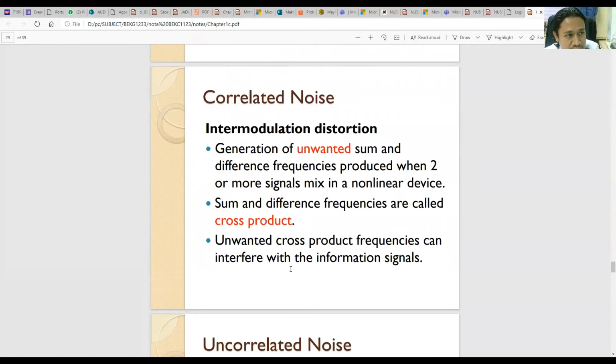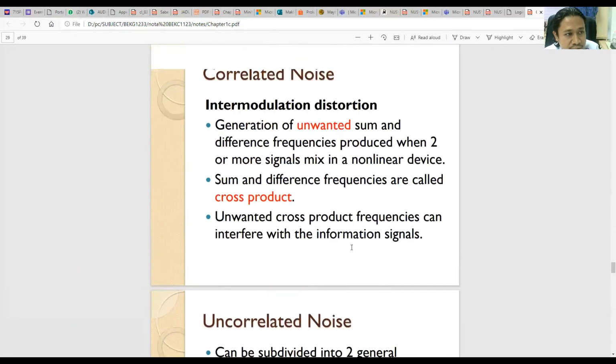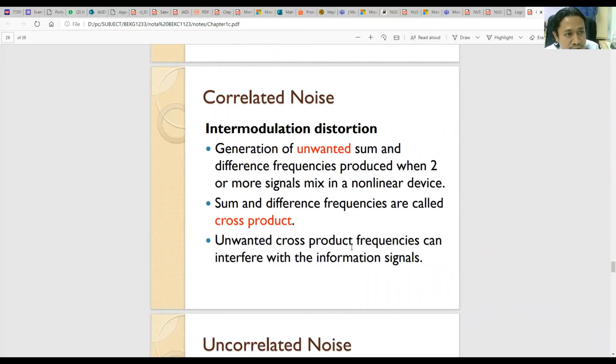Next, intermodulation distortion in the correlated noise is the generation of unwanted sum and difference frequencies produced when two or more signals mix in a nonlinear device. The sum and difference frequencies are called cross products. Unwanted cross product frequencies can interfere with the information signals. So this is intermodulation distortion.